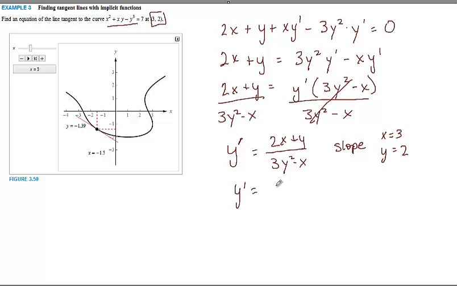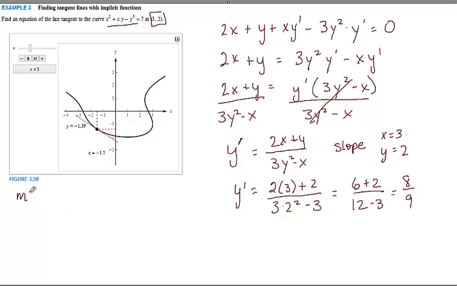That slope is 2 times 3 plus whatever the y is, that's 2, over 3 times 2 squared minus 3. Cranking those numbers out, 6 plus 2 over 12 minus 3. That's going to be 8 over 9. Okay, great. That's my slope. M equals 8 over 9. They couldn't give me a prettier number. And my point is 3, 2.